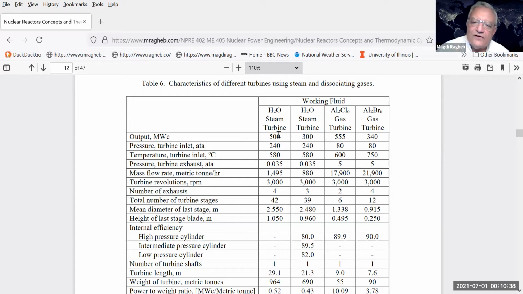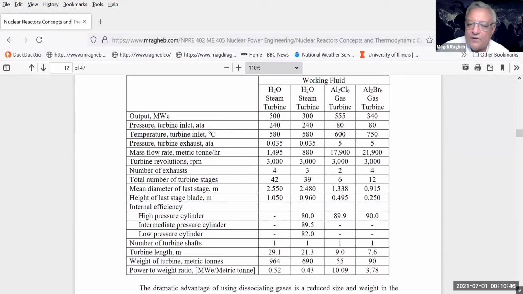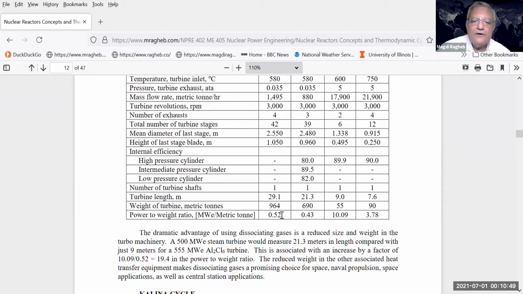But say that you have a 500 megawatt turbine using water or aluminum bromide. You'll find that you can produce the same amount of electricity. However, look here, the length of the turbine in the case of the water is 29 meters. The length of the turbine in the case of a dissociating gas, the aluminum bromide, is only 9 meters. So it's 1/3 the length of the turbine. It takes much less volume. It takes also much less weight. And what matters is really the weight.